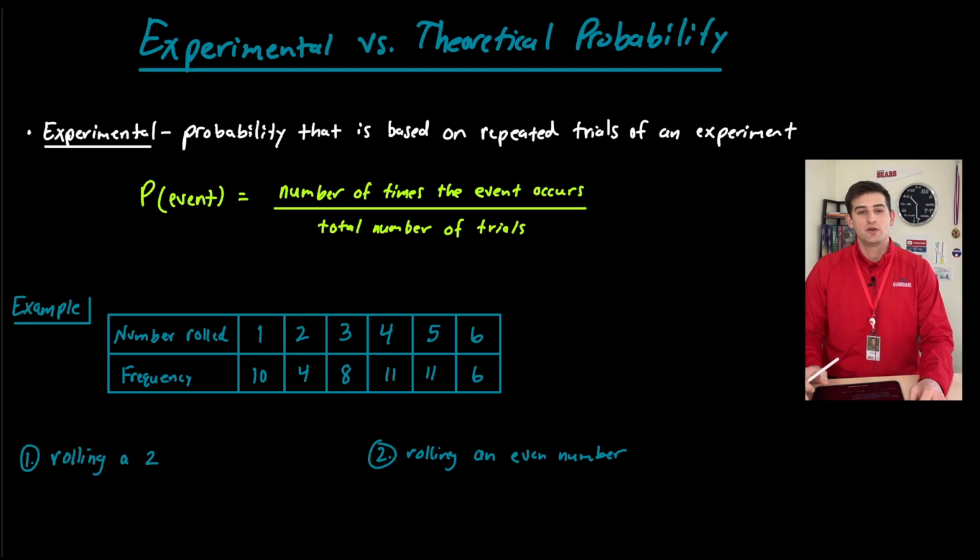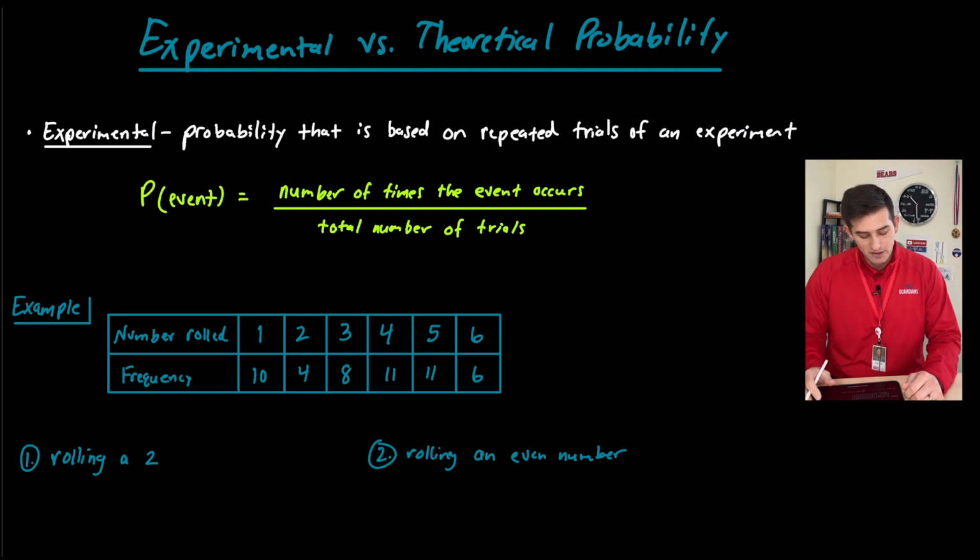Hello everyone, in this video we're going to discuss the difference between experimental probability and theoretical probability. So let's start with experimental. How this video is going to work: we're going to talk about experimental probability first and do an example with that. Then we'll look at theoretical probability, do an example with that, and then we'll compare the two and see how they relate to one another, okay?